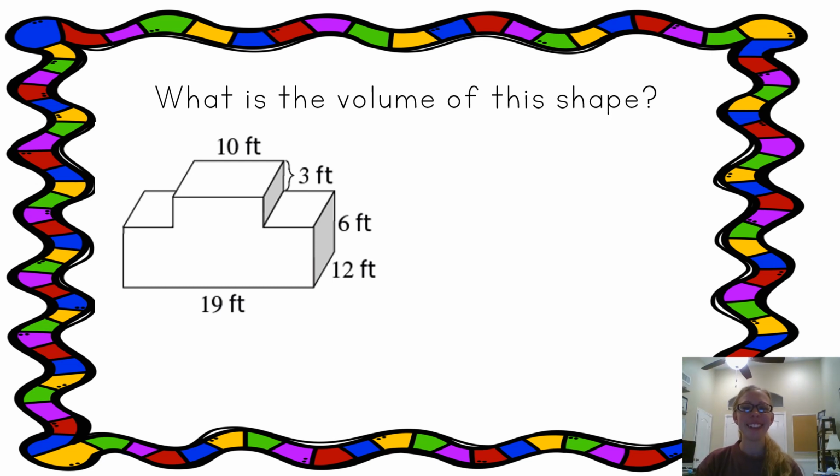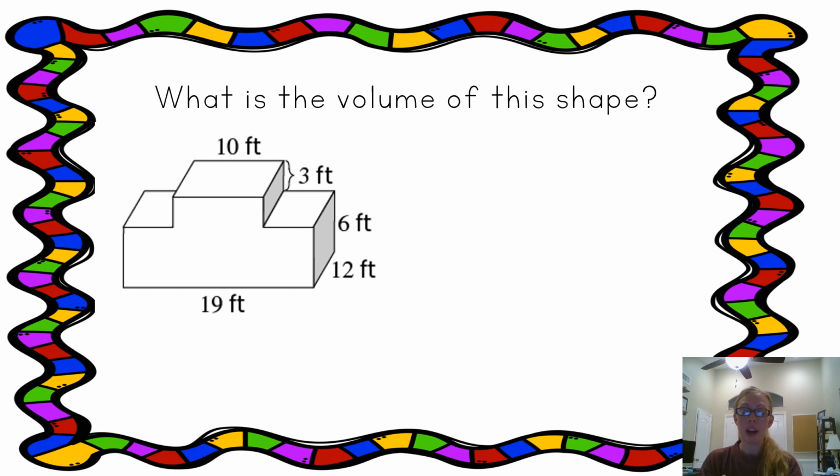Hi, fifth grade. Let's take a look at finding the volume of an irregular shape. Even when we have shapes that aren't strictly one typical rectangular prism, we can still find the volume because volume has what we call an additive property. When we say volume is additive, what we mean is that we can take the volume of multiple smaller parts of a shape and add them together to find the volume of the whole.